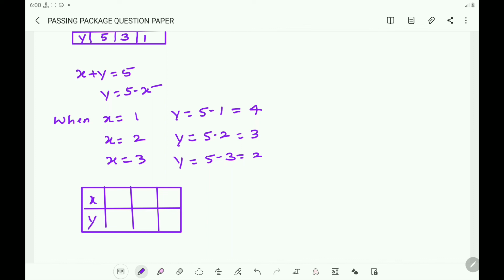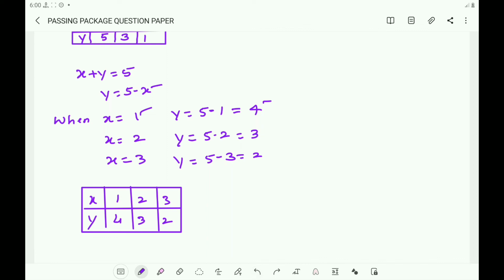You write the x, y values. You have taken x values 1, 2, 3, and the corresponding values of y are 4, 3, 2. That is 1, 4; 2, 3; 3, 2. These are the values of x and y we have taken.